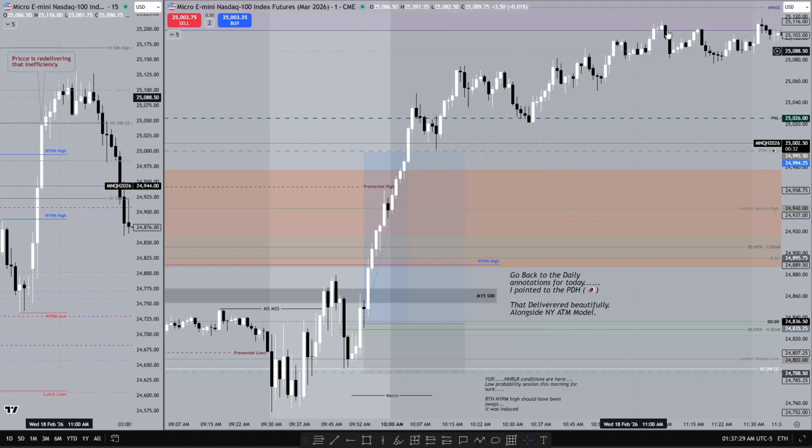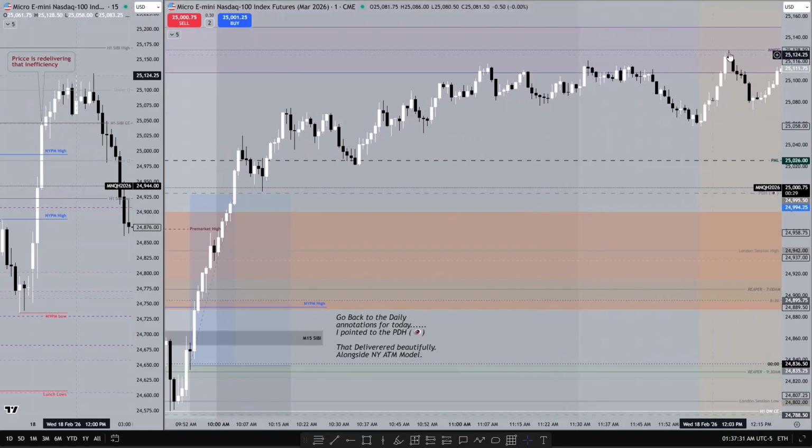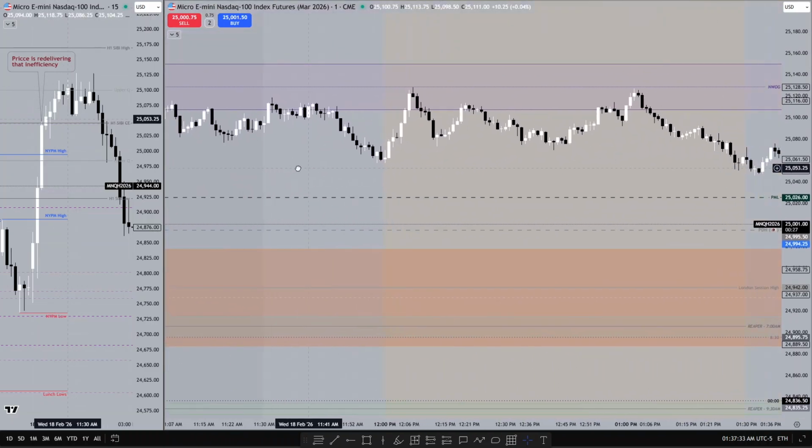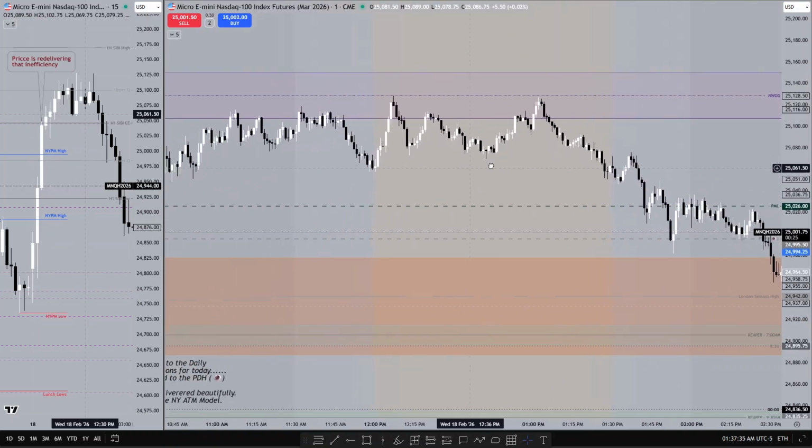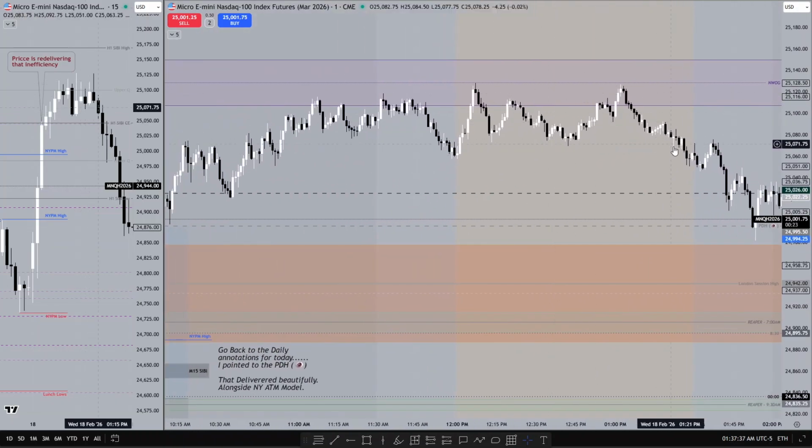Price continued to gravitate higher right up to the New York opening gap, and we see lunch consolidates right up till the open. So right here we'll find the open at 1:30 opening price. It comes in here.